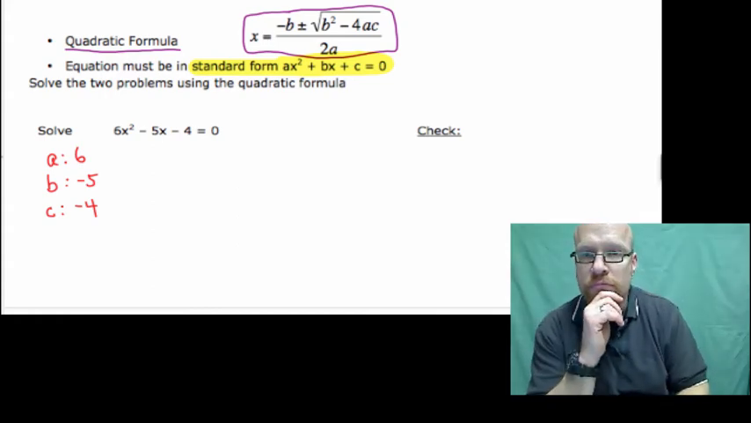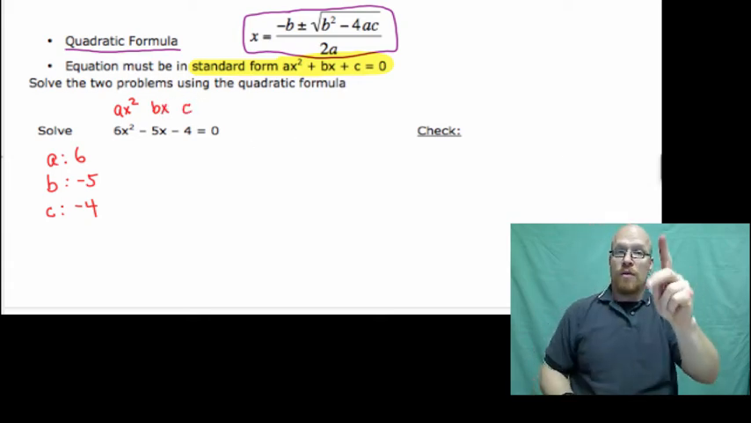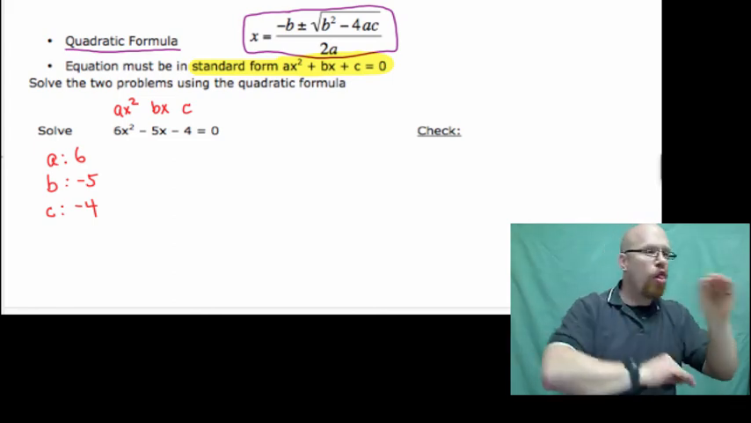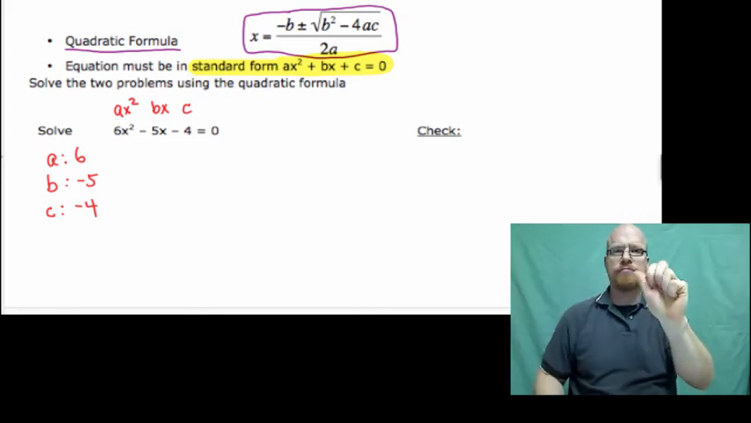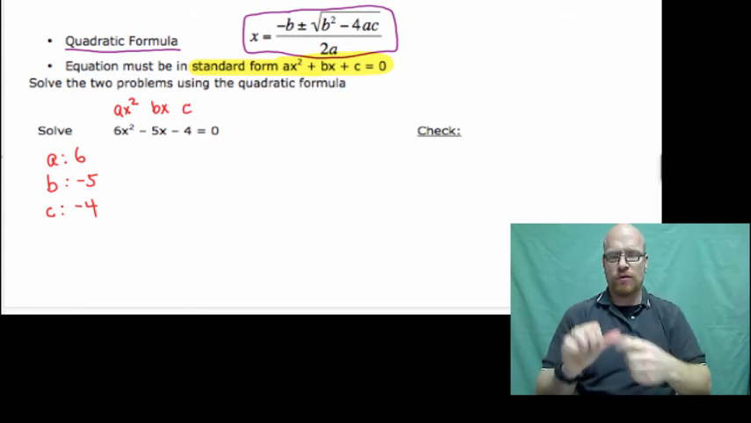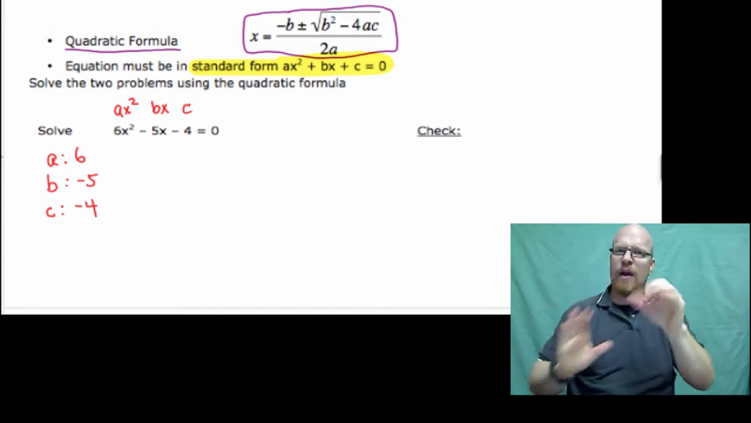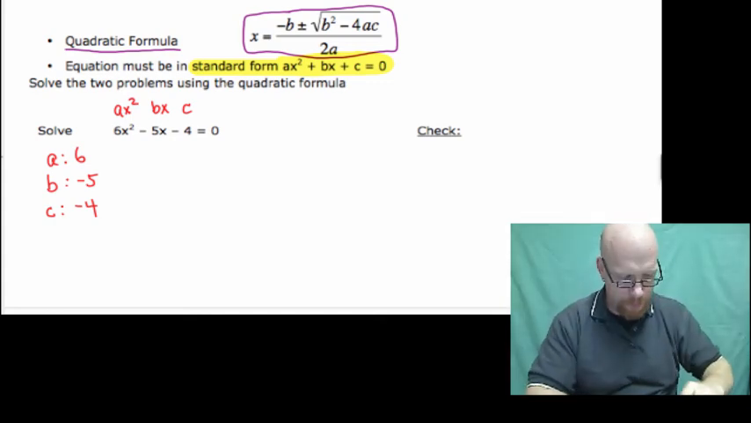Now, where do they even come from? Watch. All right. If your equation is in the wrong order, if your b term is not in the right place, you have to rearrange your equation to be in standard form first. Once you've done that, identify your a, b, and c terms, and now you have your formula.